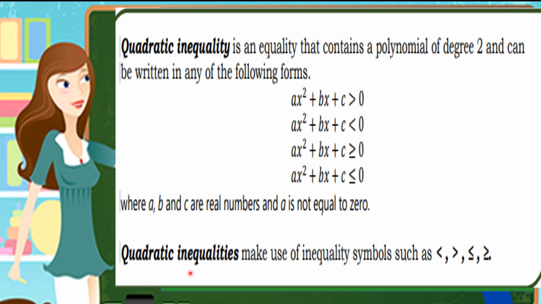So always remember, class, quadratic inequalities make use of inequality symbols such as less than, greater than, less than or equal to, greater than or equal to. So itong apat na symbols na to, kapag nakita ninyo, it implies that the given is an inequality. Pero make sure, class, na ang kanyang highest exponent ay palaging 2.